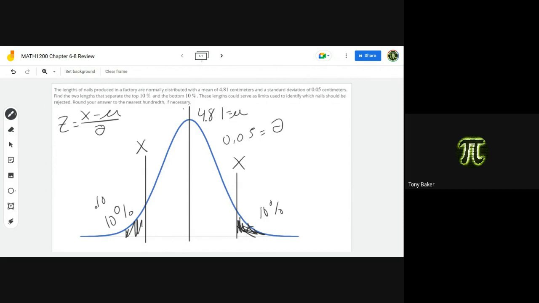Now, this is a percent. So remember, we're looking inside the table because we're looking for the z on the outside. So we're looking for the 10% on the inside. Because that's 1%, you move it two places. So 10% moved two places is 0.10. I think the closest I got is 1.28.